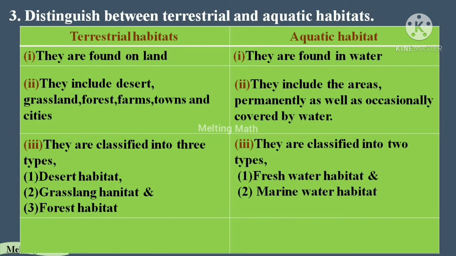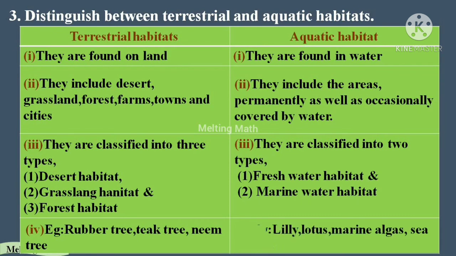Then the examples of terrestrial habitat are rubber tree, teak tree, neem tree. And the examples of aquatic habitat are lily, lotus, marine algae, and sea grasses. Okay. Next, see the fourth one.